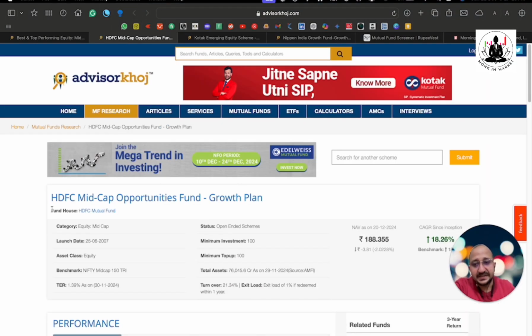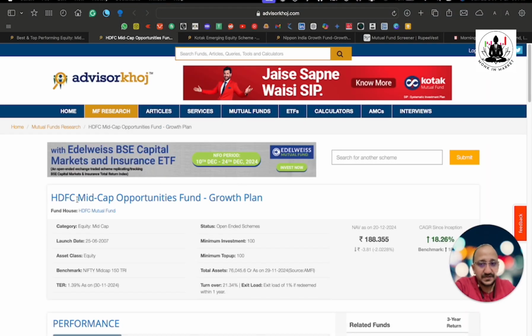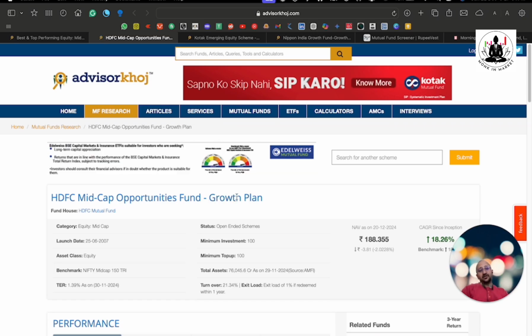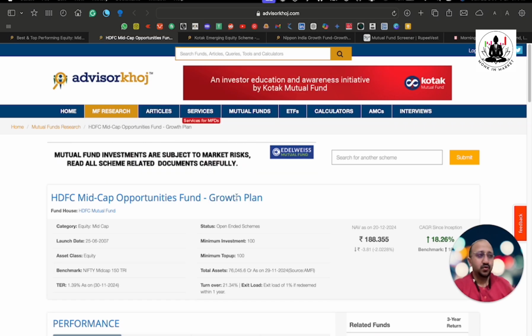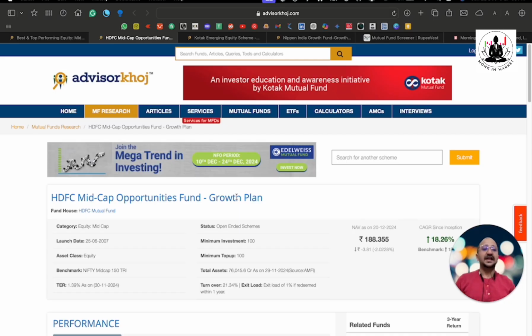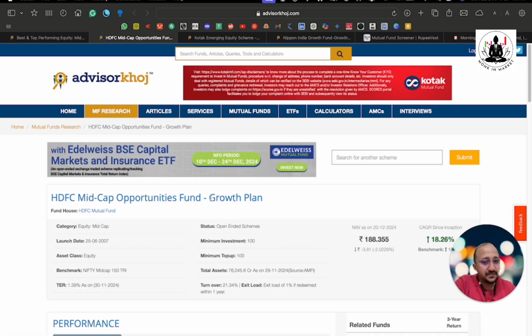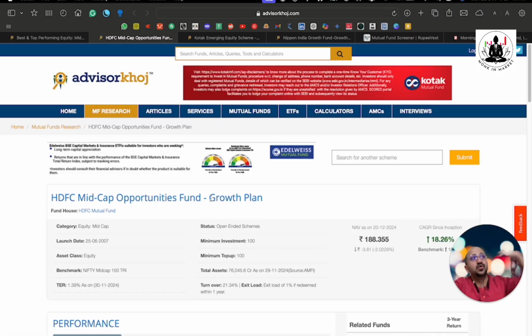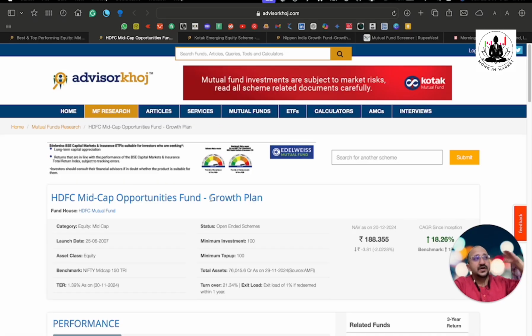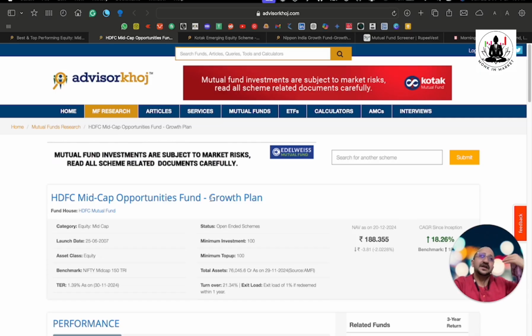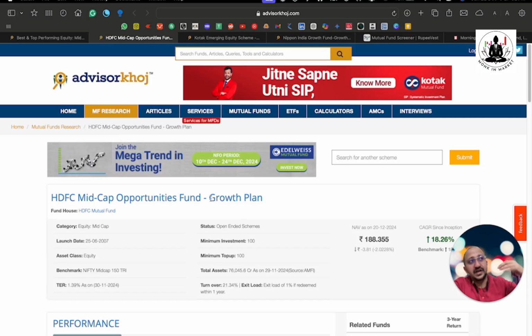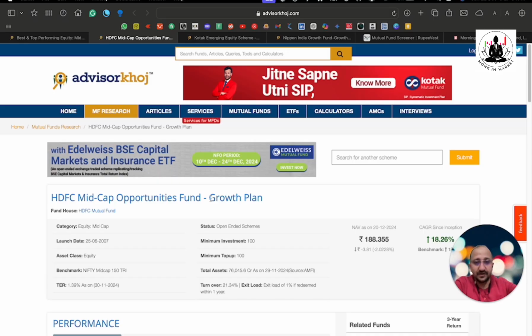Now, HDFC Mid Cap Opportunity Fund Growth Plan. Yesterday we had already discussed what is growth. There are two types of investments, growth and value basically. Growth means they are going to invest in the companies which they think are going to grow in future, right? So it could be small companies, or companies which are right now not growing, but they are expecting that they will grow further.